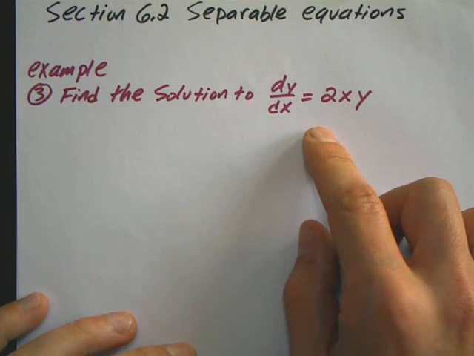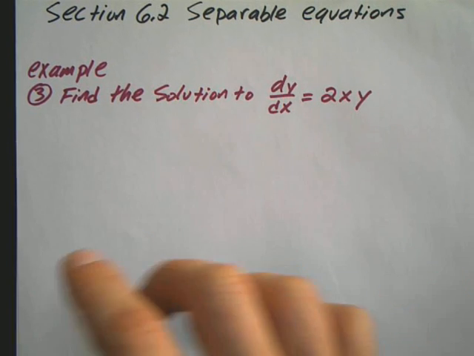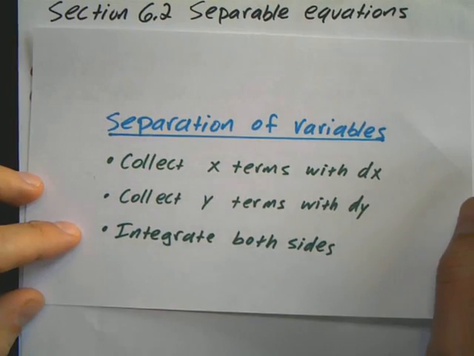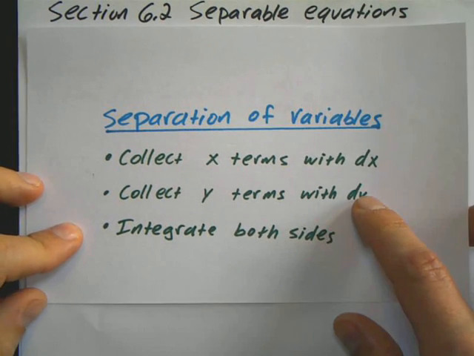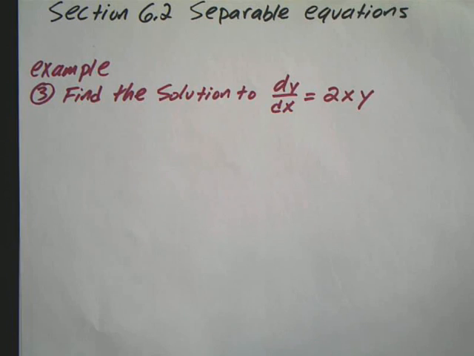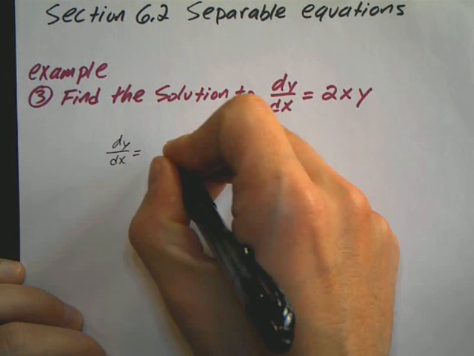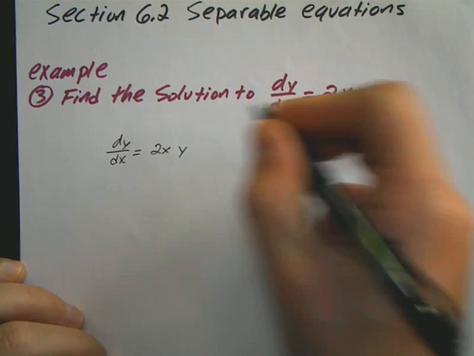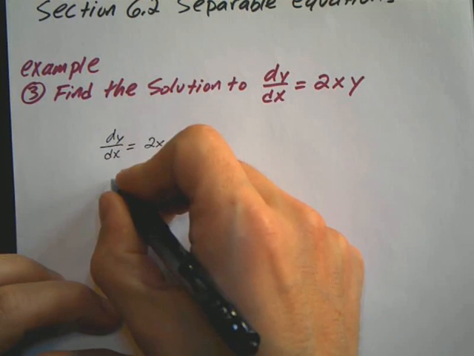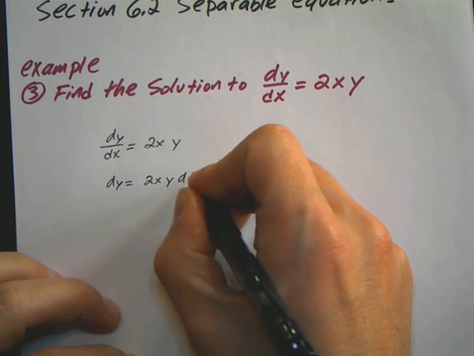So the differential equation is given to us as 2x times y. I still want to use the same technique, which is collect all the x's with the dx's, all the y's with the dy's, and integrate both sides. Alright, so I have dy/dx equal to 2x multiplied by y. This dx gets multiplied over here, so it's dy equal to 2xy dx.